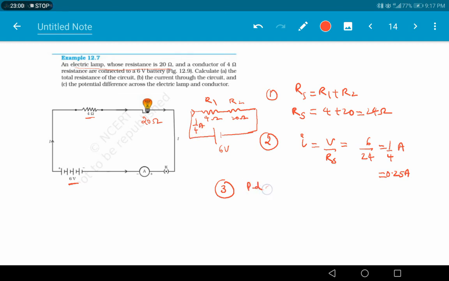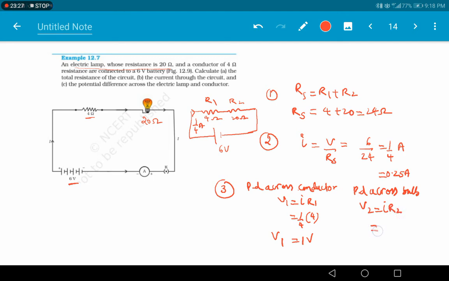So PD across conductor first we will write. So conductor, let us take it as V1 equals I R1. So 1 by 4 into 4, 1 volt. Next, PD across the bulb we will write. V2 is equal to I R2. So 1 by 4 into 20, so 5 volt. If you check it, V1 plus V2 is equal to V, 6 volt.